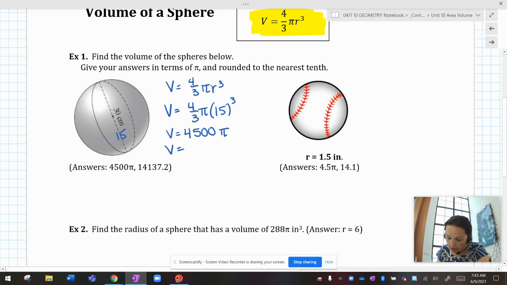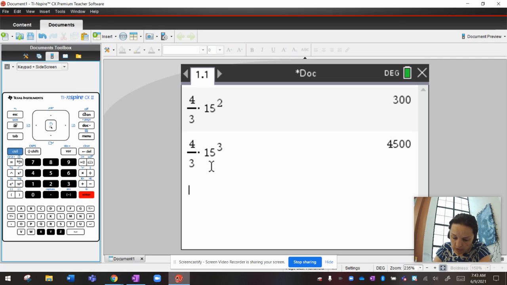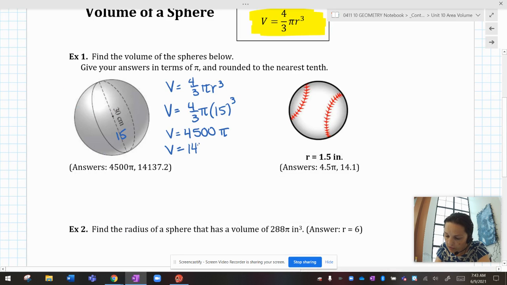And then if I want that rounded to the nearest tenth, I would do second answer times pi. And that's 14137.2. And there you go.